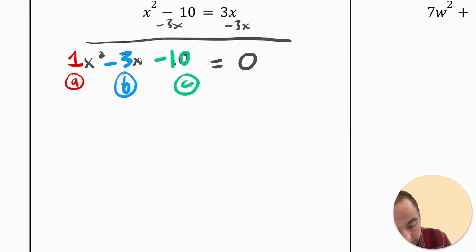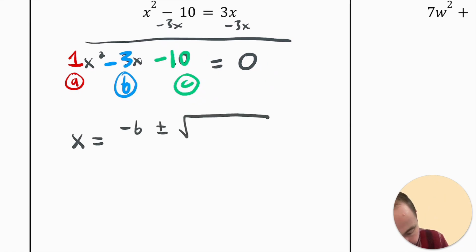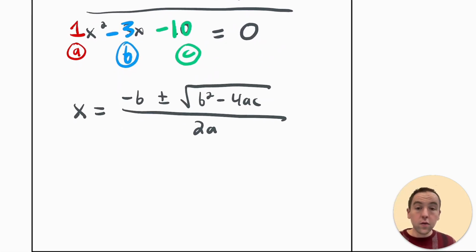So I'll write the quadratic formula one more time generally, but then from this point forward, I'll just plug into it. So we know that x is equal to negative b plus or minus the square root of b squared minus 4ac, all over 2a. Now that I've written it generally, I'm going to plug in the actual numbers that we have.